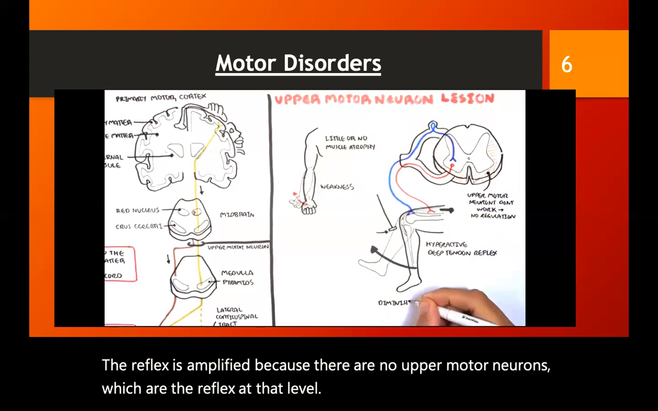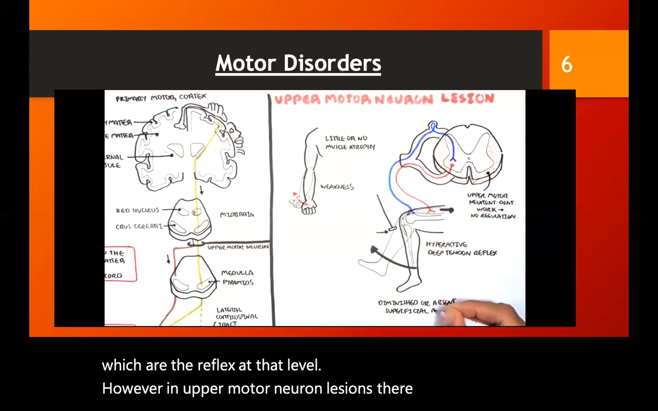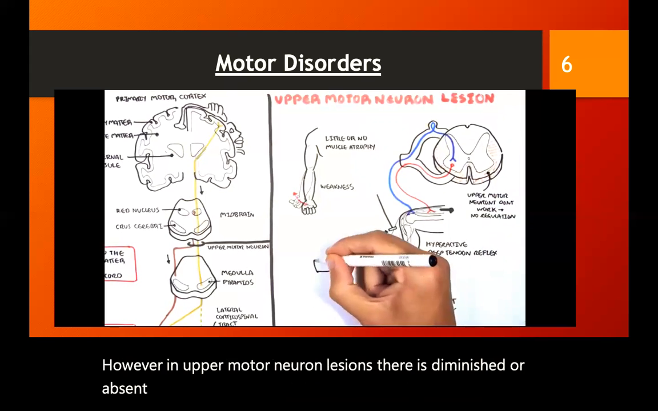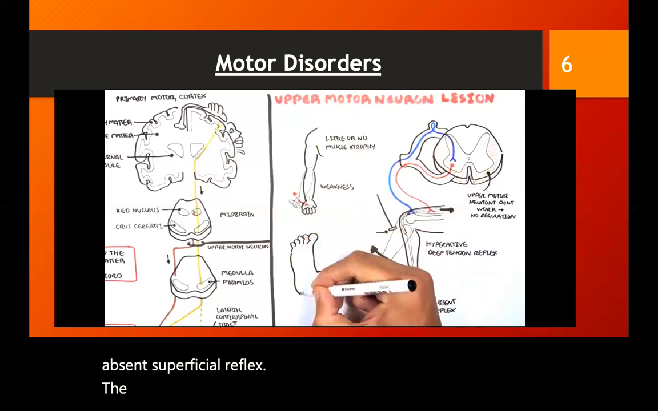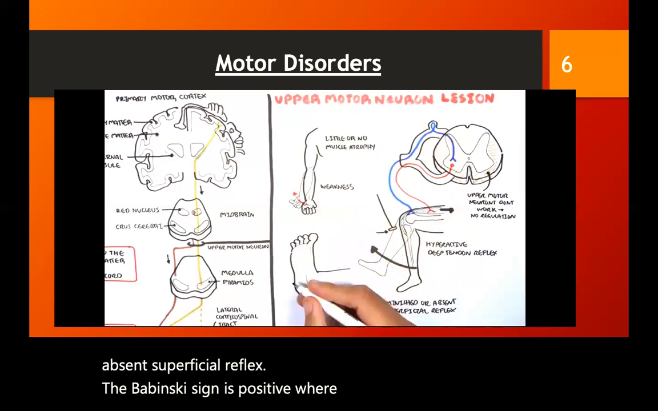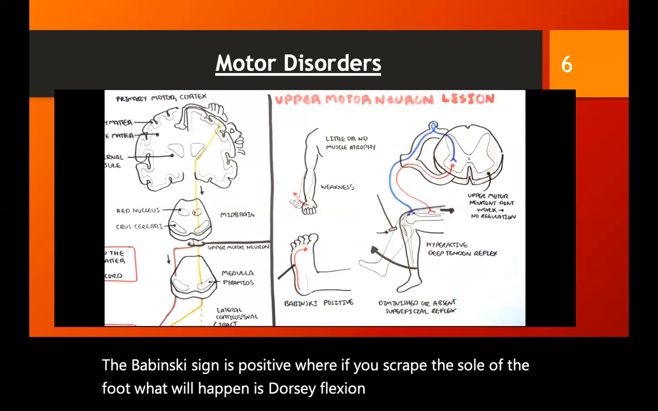However, in upper motor neuron lesions, there is diminished or absent superficial reflex. The Babinski sign is positive, where if you scrape the sole of the foot, what will happen is dorsiflexion and fanning of the toes.